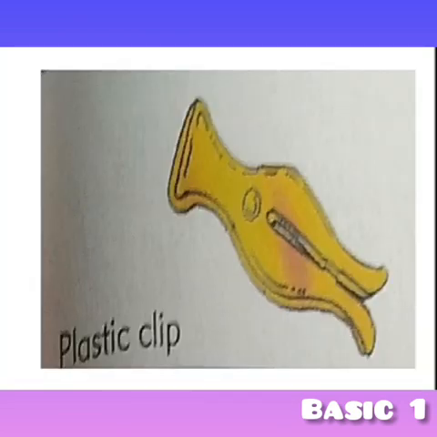A plastic clip. A plastic clip is an object that floats on water. It is used to hold clothes on the rope. When wind blows, the clip helps to hold the clothes on the rope from falling, and it is a floating object.